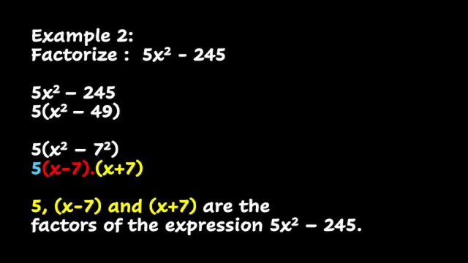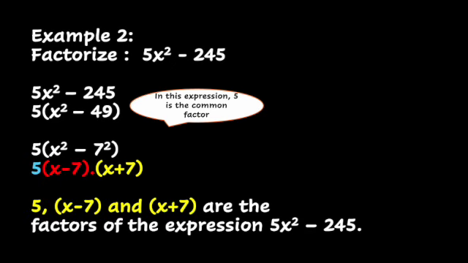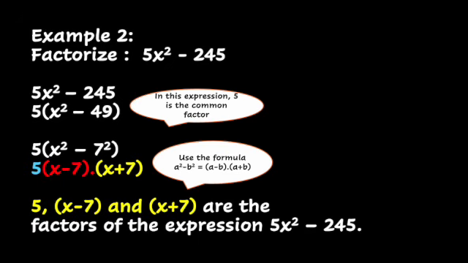In example 2, let's now factorize 5x squared minus 245. Have a look at the terms here. You can see 5 is common to both the terms. So we can take out 5 common. In the bracket, we are left with x squared minus 49. So that gives you 5 times (x squared minus 7 squared). Next, we use the formula a squared minus b squared equal to (a minus b) times (a plus b). So we can write 5 times (x minus 7) times (x plus 7). So 5, x minus 7 and x plus 7 are the factors of the given expression.